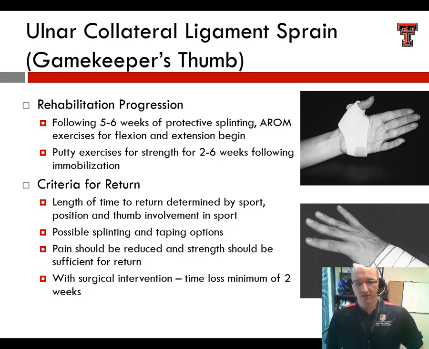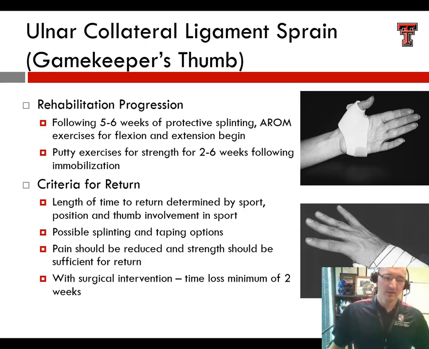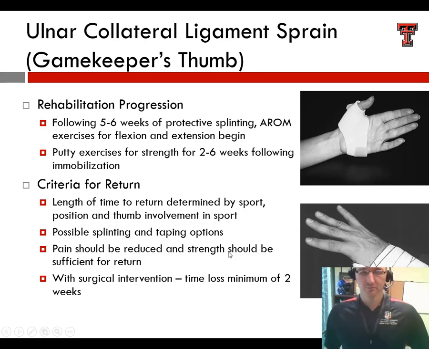A thumb spica tape job or a thumb spica splint may be beneficial here. Pain should be reduced. In other words, they don't have to be 100% pain free, but they should be able to do whatever it is they need to do without significant limitation due to pain. If they do end up having surgery, they're going to be out a minimum of 2 weeks, potentially much longer depending on the sport.